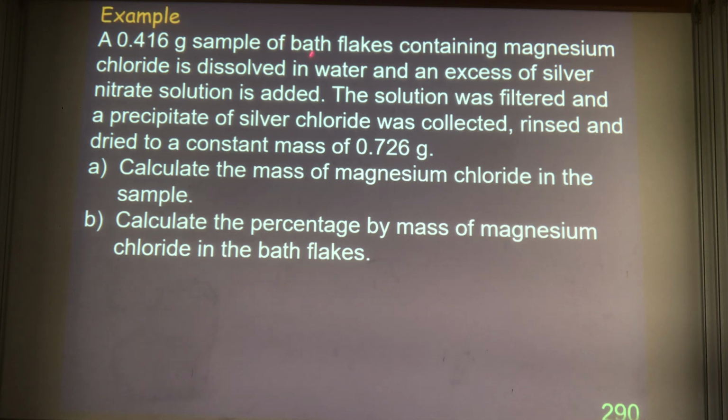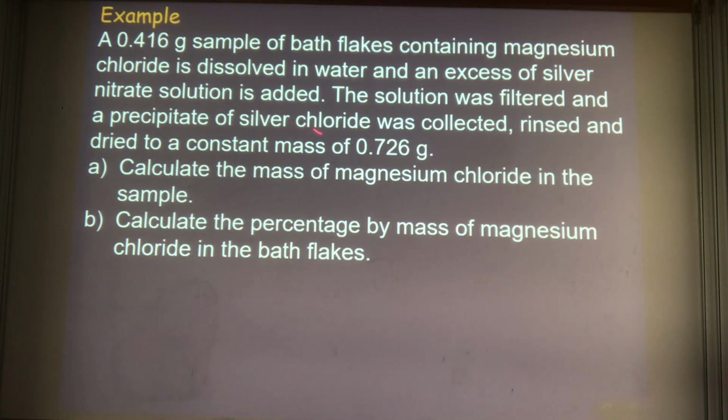So we dissolve the bath flakes and then we react. We add an excess of silver nitrate. Now, adding silver nitrate to magnesium chloride is going to produce a silver chloride precipitate. This is a common double replacement reaction to produce a precipitate. Chloride being precipitated out as silver chloride.